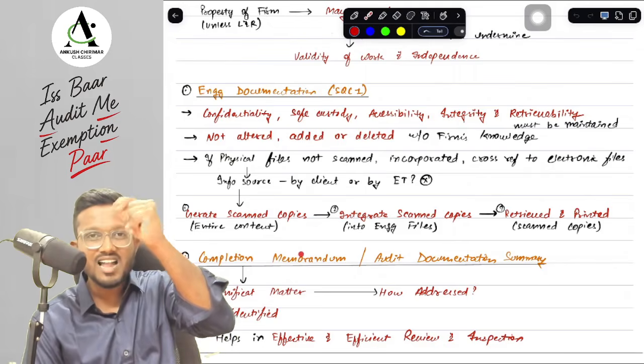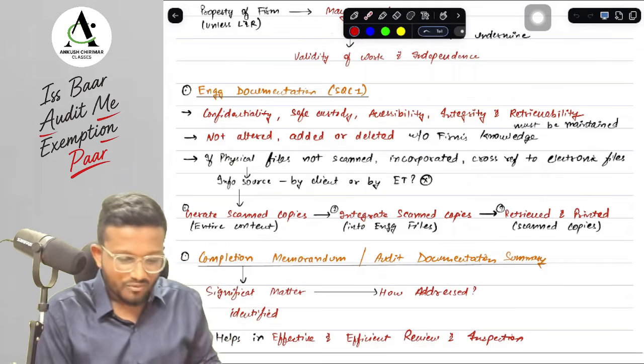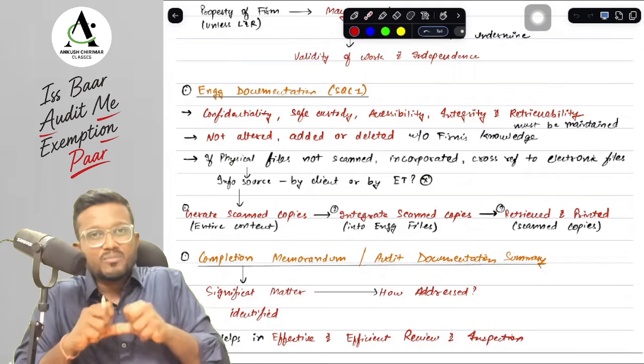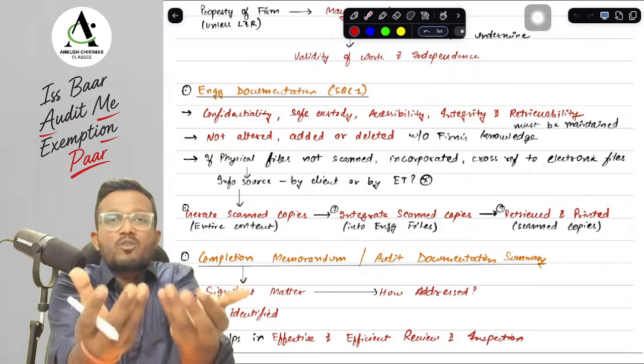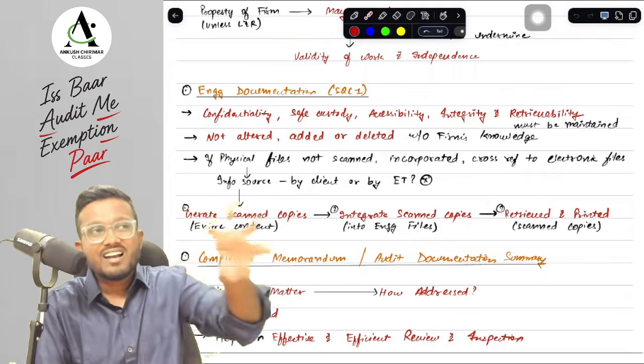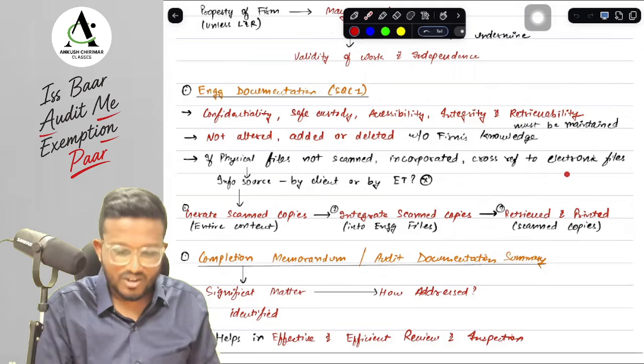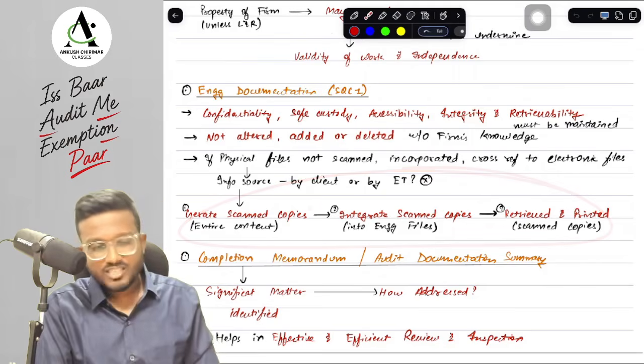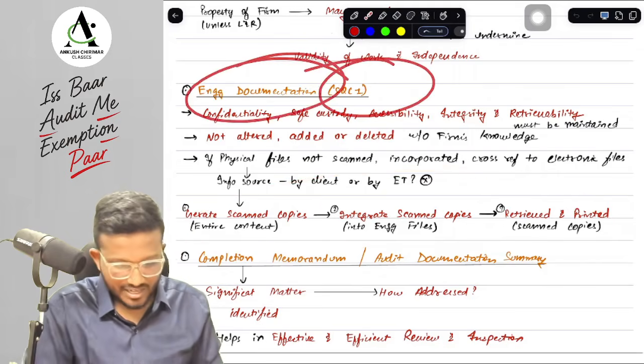Look at over here, just the last topic, sir. What are the 3 things, sir? First of all, we need to generate the scanned copies from the physical file. We need to integrate the scanned copies into the engagement files, and we need to ensure that the scanned copies are retrievable and printable whenever we want. Okay, yes sir, this was your topic regarding the engagement documentation.